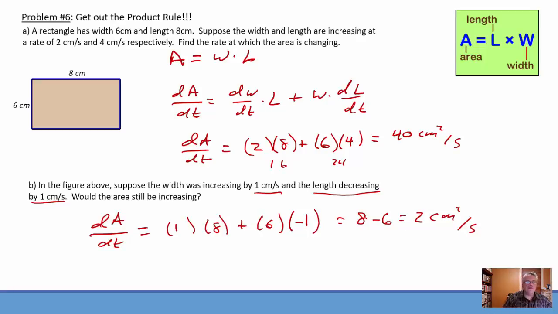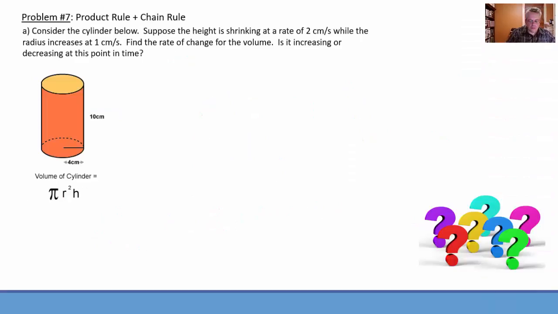All right, we've made it to our last problem. So we've made it to a cylinder problem. So we see the radius of the cylinder is 4, and the height of the cylinder is 10. It says suppose the height is shrinking at a rate of 2 centimeters per second. So that's going to count as negative. While the radius is increasing at 1 centimeter per second. That's going to count as positive. Find the rate of change for the volume. Is it increasing or decreasing?